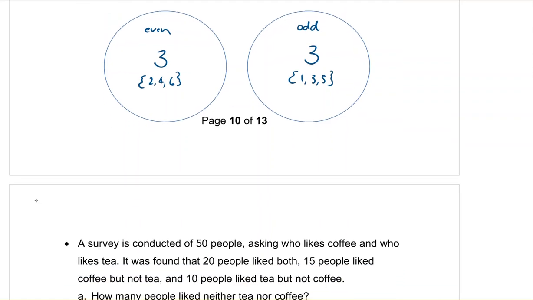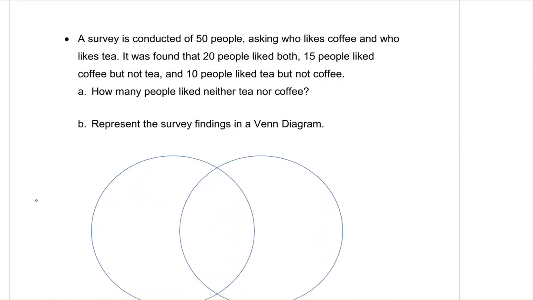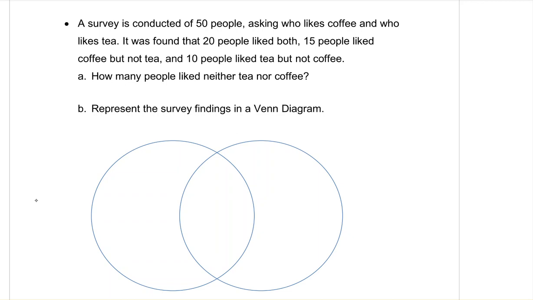Okay. So on the next page it says a survey is conducted of 50 people asking who likes coffee and who likes tea. It was found that 20 people liked both, 15 people liked coffee but not tea, and 10 people liked tea but not coffee. Whoa. Okay, so you'll get these kind of questions where it's just a whole big bombardment of information, and we need to answer some questions.